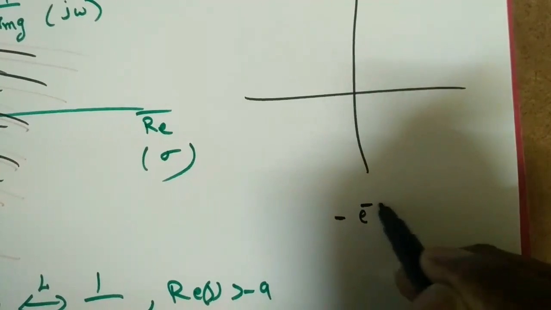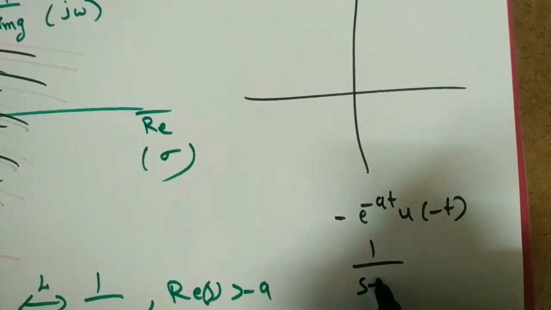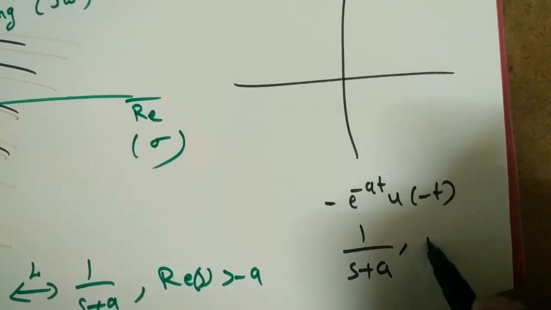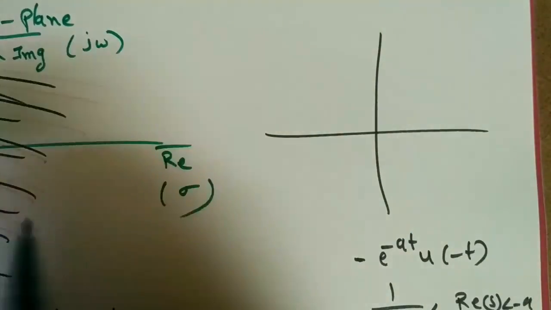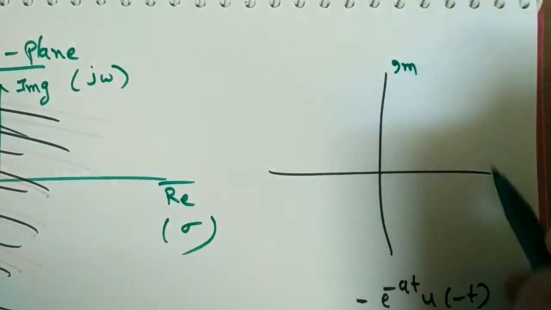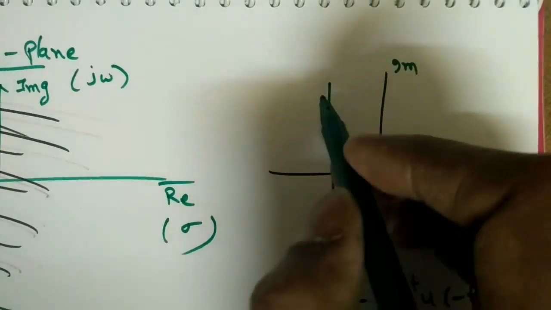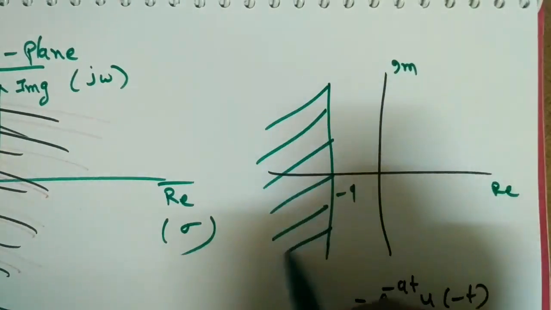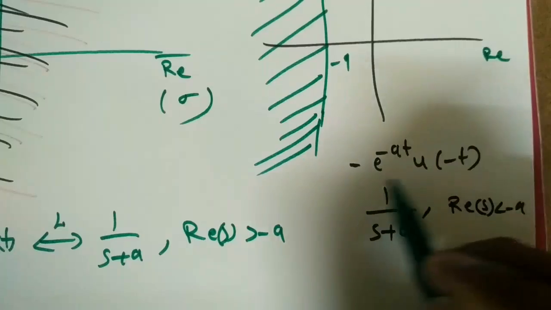The second one is minus e power minus a t u of minus t. So the Laplace transform is the same, but real of s is less than minus a. Now what is the convergence? I mean, in the S plane, how to represent it? This is the imaginary axis, this is the real axis, and this is minus a. Less than means you will get this part, right? This is the region of convergence for this signal, which is e power minus a t u of minus t.